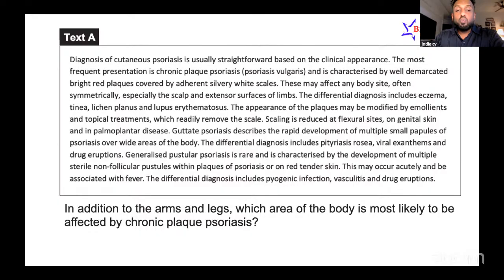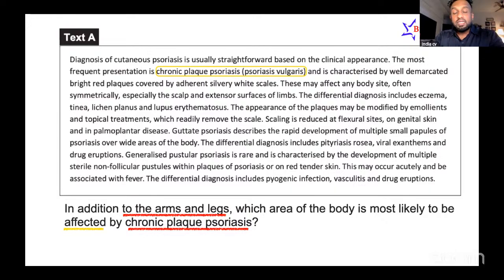So you need to understand which is my proper noun over here. In addition to arms and legs, obviously that's a common noun. Which area of the body is a noun, is most likely to be affected is a verb, by chronic plaque psoriasis, that's a diagnosis, the name of a disease condition. So obviously that becomes my keyword, which I need to find in the paragraph. So that's my noun and the verb is affected. So I'll quickly go into the paragraph and try to find where this word is.